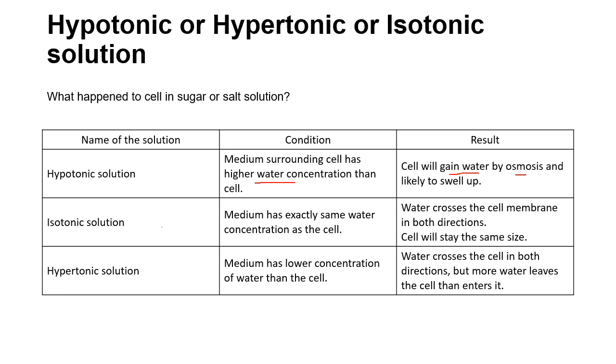And next we will see isotonic solution. Medium has exactly the same water concentration as the cell. Then what is the result? Water crosses the cell membrane in both directions. The cell will stay the same size. Next we will see hypertonic solution. Medium has lower concentration of water than the cell. Water crosses the cell in both directions, but more water leaves the cell than enters it. So these are the three solutions: hypertonic, isotonic and hypertonic, with the three conditions and the results as well.